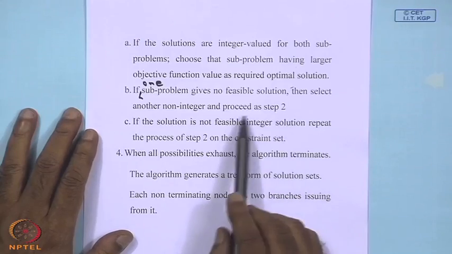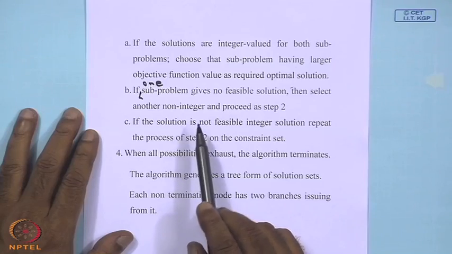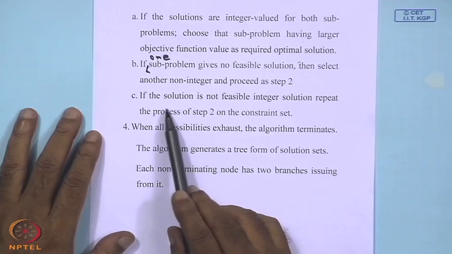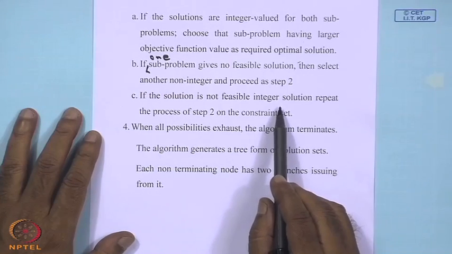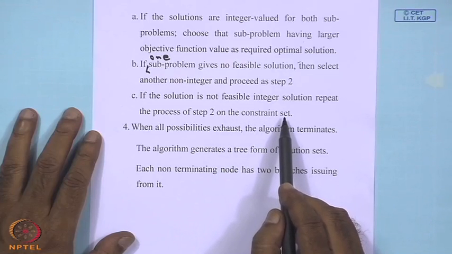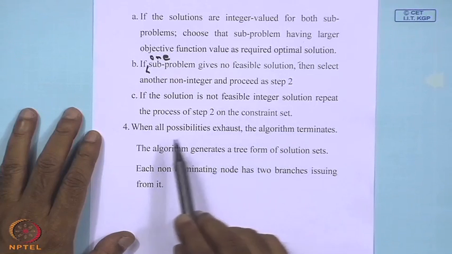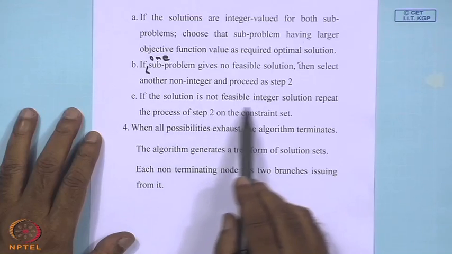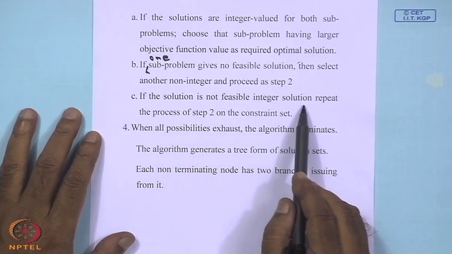Then you take the next highest variable whose fractional value is highest, and again break it into two subproblems and proceed as in step 2. You just break it into two subproblems and again solve it. Step 3(c): if the solution is not a feasible integer solution, repeat the process of step 2 on the constraint set.